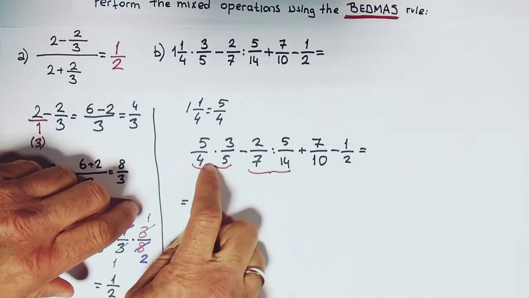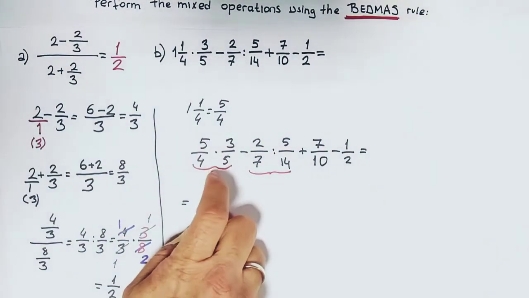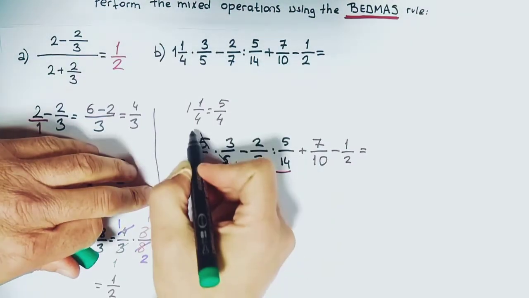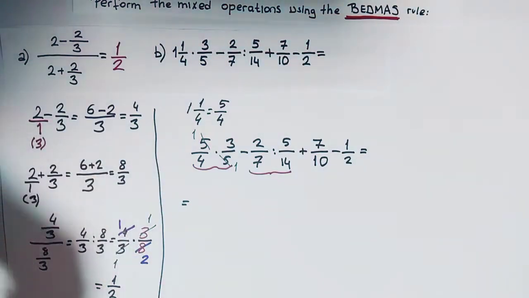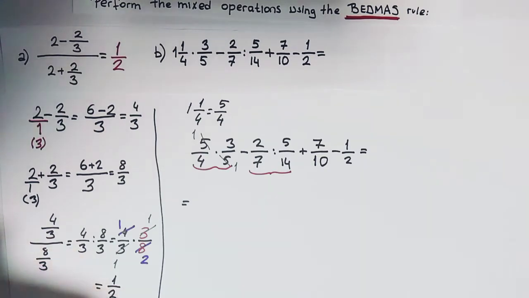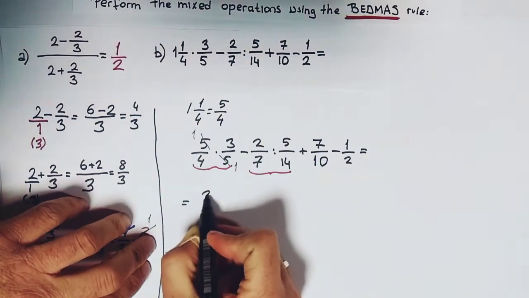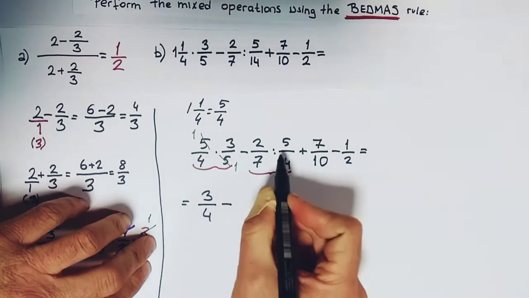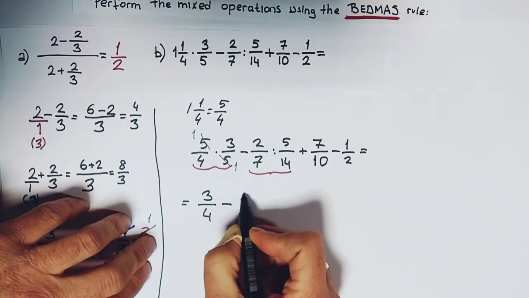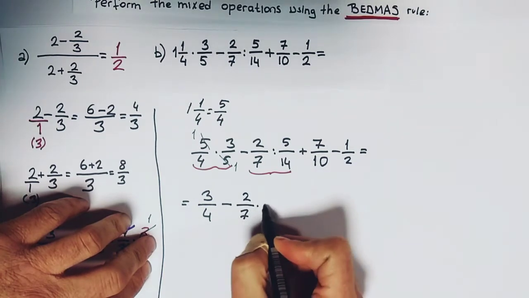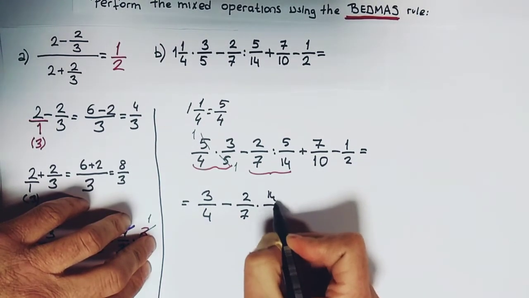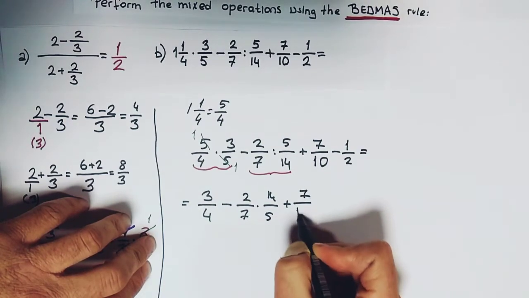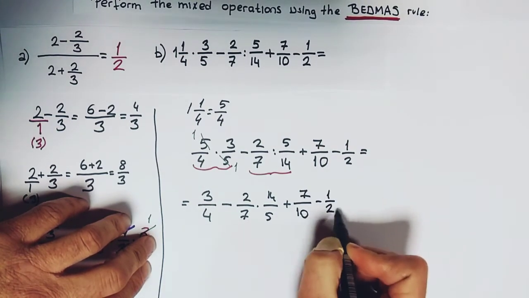In this multiplication, we can simplify 5 and 5. Good. So here we have 1 and here we have 1. The result of this product is 3/4. Minus. Here we have division, so I rewrite it as multiplication. So 5/13 will be 13/5. And plus 7/10 minus 1/2.